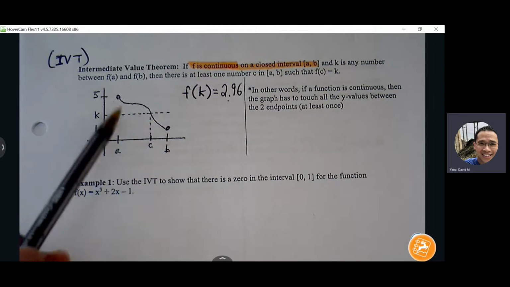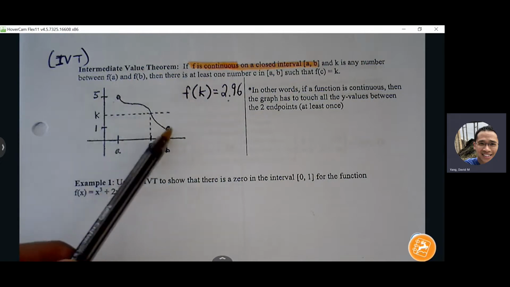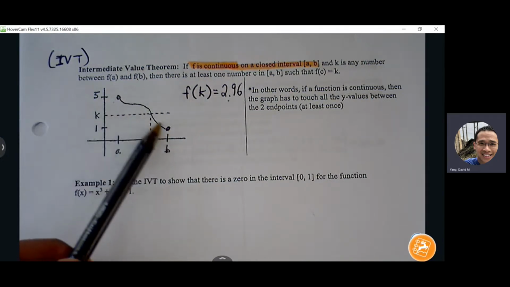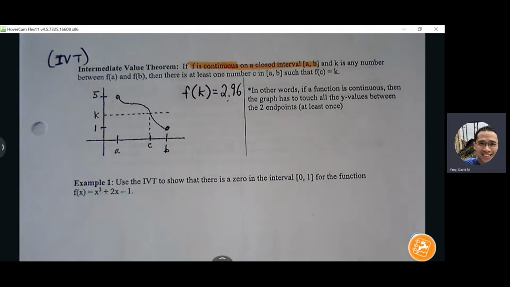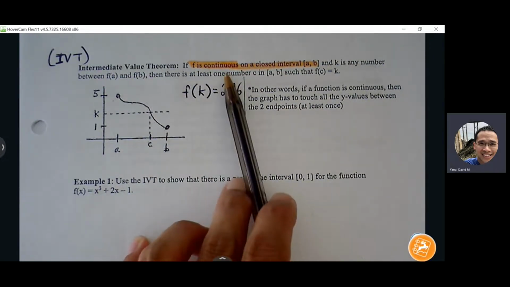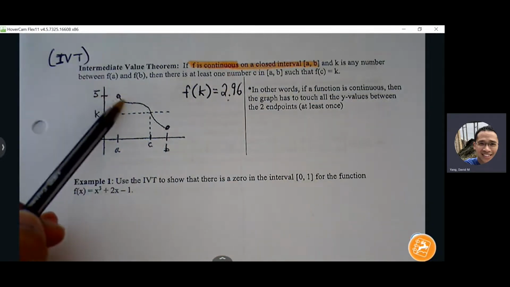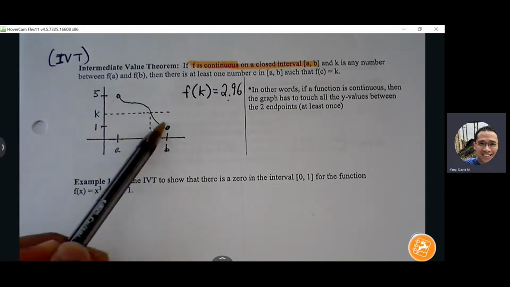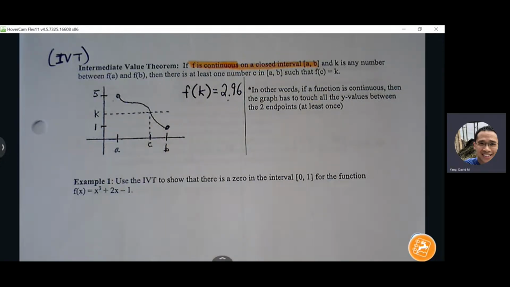Yes, right? And the reason why is because if you start off at a value above 2.96 and end up at a value below 2.96, the graph has to touch every y value in between because we've already established the function is continuous. So that's all IVT is saying. If I want to guarantee a specific value, first establish the function is continuous. Next, establish that one endpoint is sitting above or below, and then the other endpoint is on the other side. We just want to have our endpoints on either side of our target because the graph has to cross through at least once.